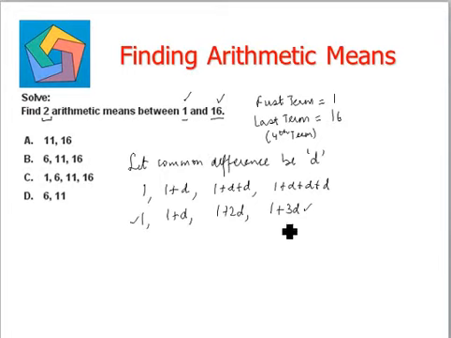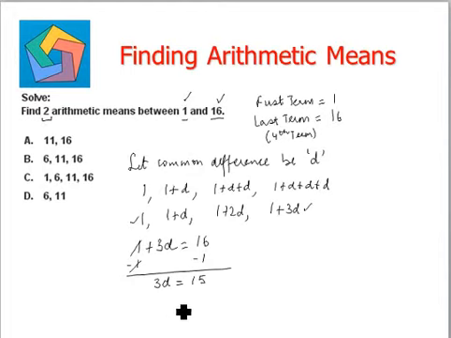The last term, that is the fourth term, is 16. So we equate 1 plus 3D equals 16. To find out the value of D, we subtract 1 from both sides. This becomes 0. 3D equals 16 minus 1 equals 15. To find out the value of D, we divide by 3 on both sides. 15 divided by 3 is 5. So our D is 5.